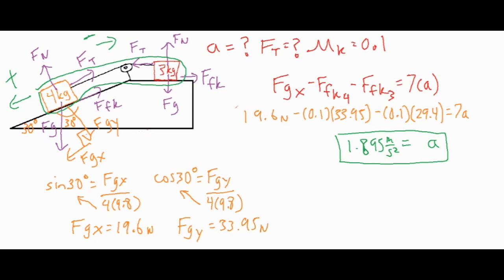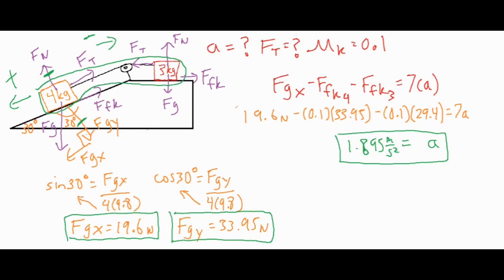All right, so we had our FGX from earlier, which was right over here, and that was 19.6. And then for friction, it is mu times the normal force. Our mu is 0.1 for both of the surfaces on the incline and on the flat part of the surface. So all we need is our normal force. For our 4 kilogram block, our normal force over here is equivalent to our FGY because those are the only perpendicular forces. So those are equal and opposite to one another. So our FGY of 33.95 is our normal force. So that's why I have 33.95 there.